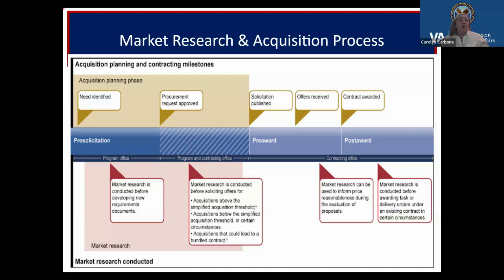You're also supposed to do market research before you're exercising options. You're supposed to still make sure you're getting the best deal. And I can't say that we always do that to the letter of the law in terms of the option exercises, but even in post-award, you should be reviewing the market. You should still be aware of what's out there, because maybe it's not in our best interest to exercise the option period. So we really need to have that constant awareness of what's out there in the market. So that's how it plays into post-award. It's a never-ending process.